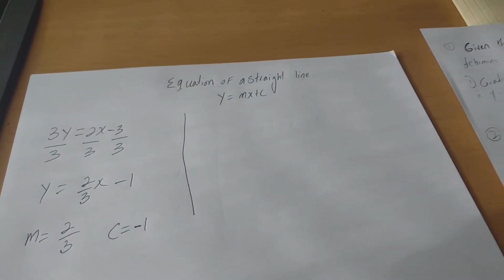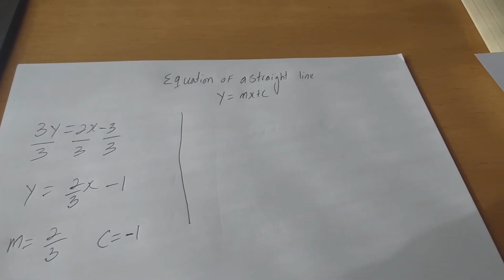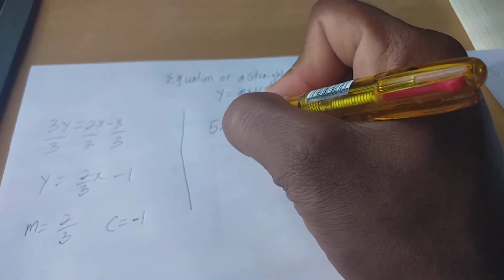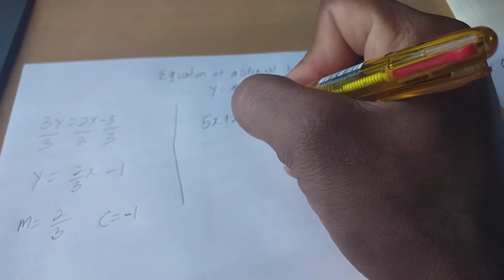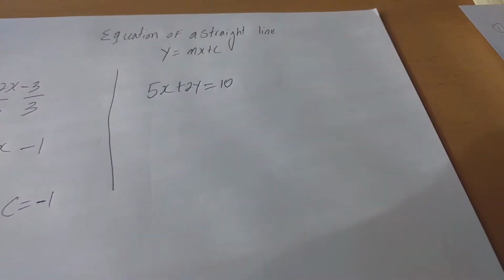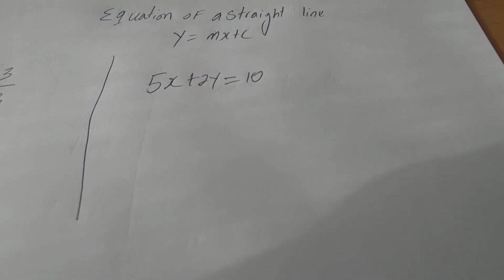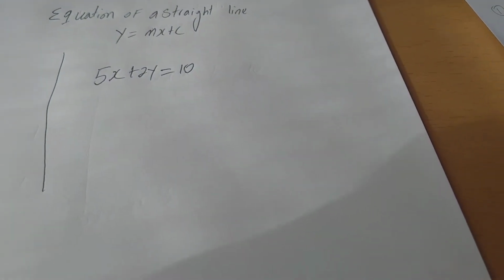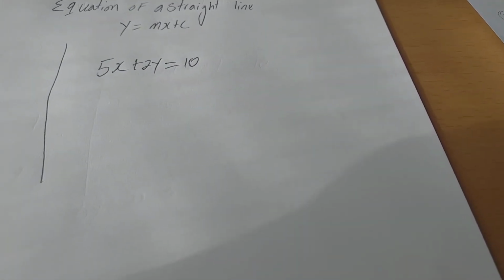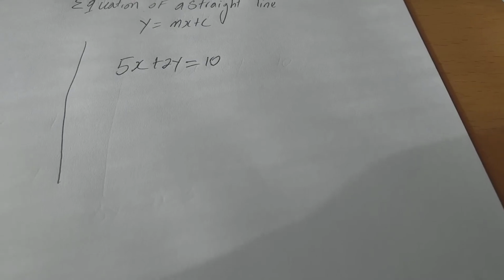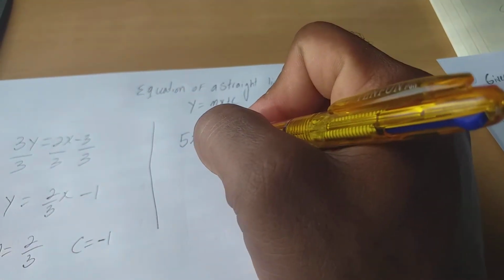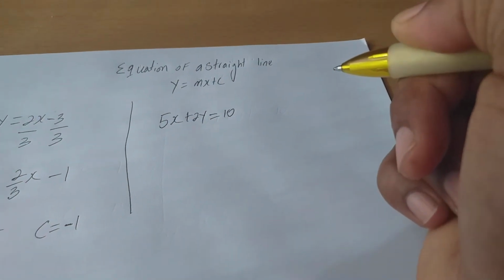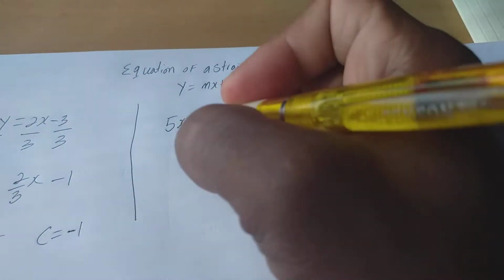Let us look at another sample problem. Given the equation 5x plus 2y is equal to 10. Here we have 5x plus 2y equal 10. And I want to identify the gradient and y-intercept of this particular equation. So then I'm going to have to get it to equal y. In other words, I am making y the subject of the equation.